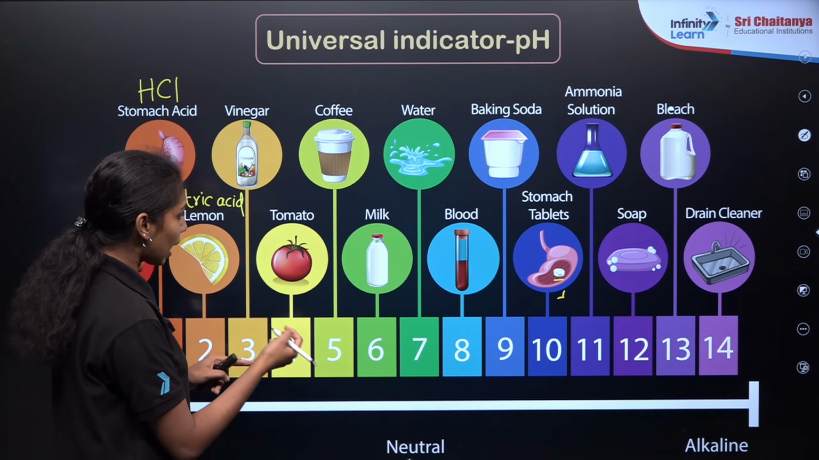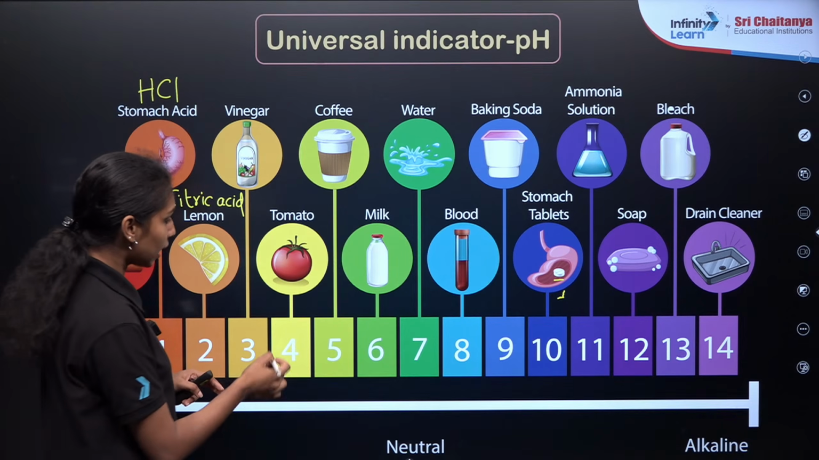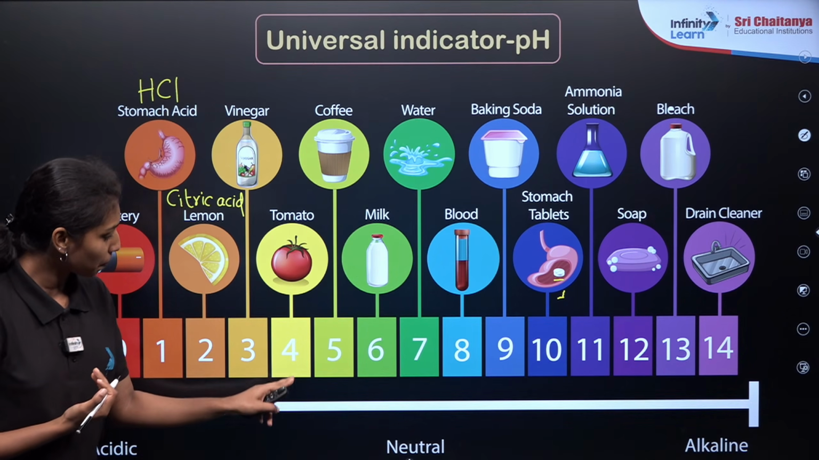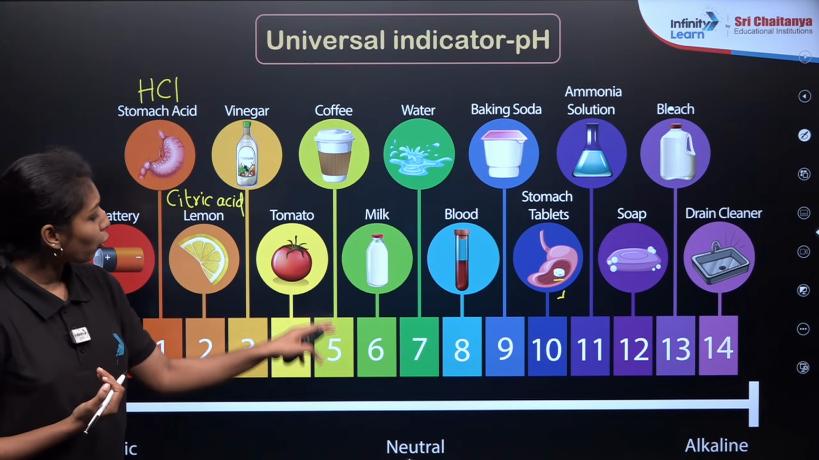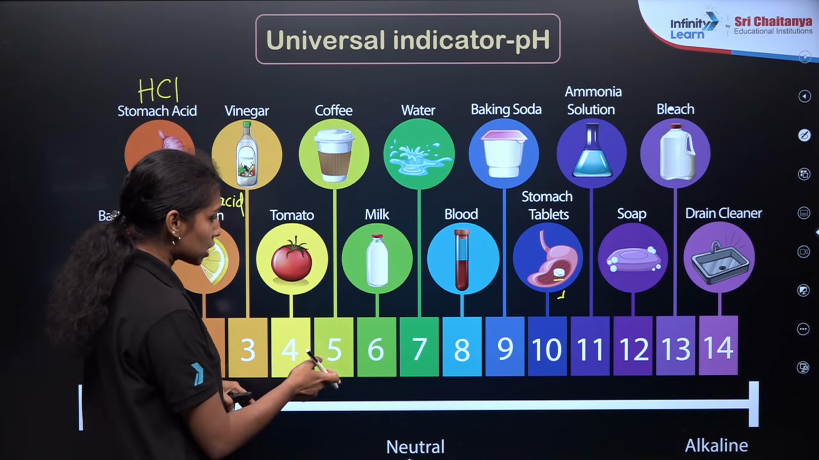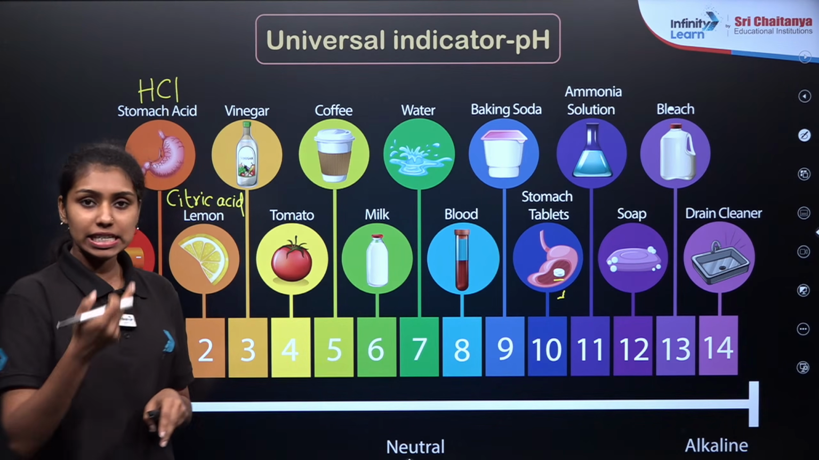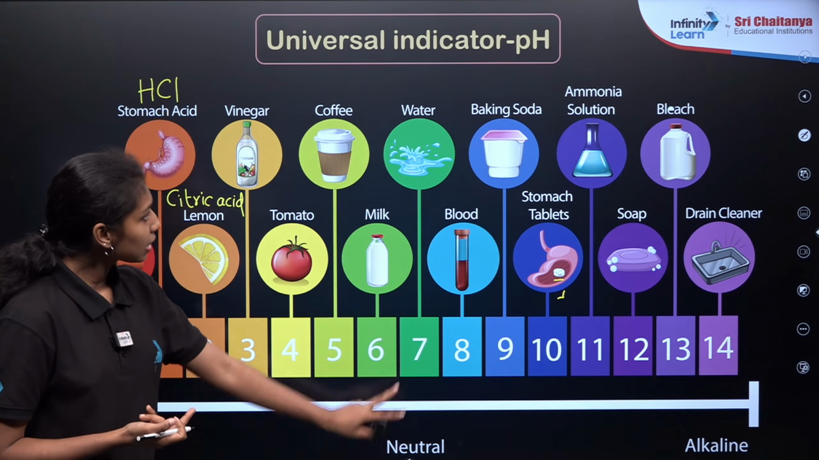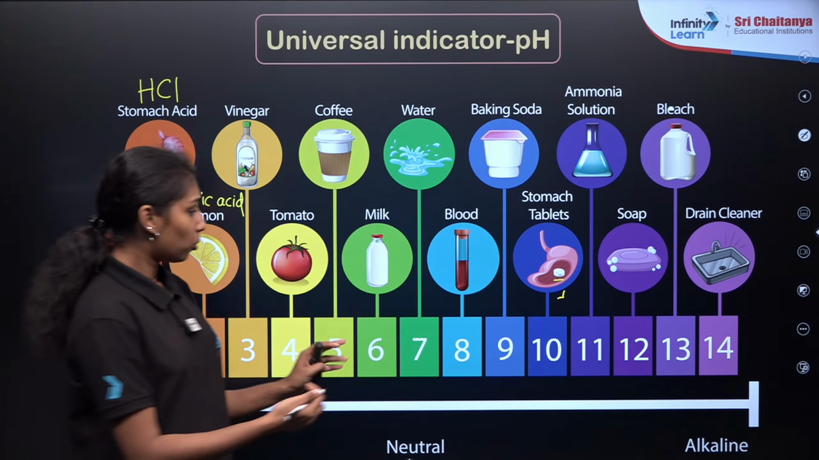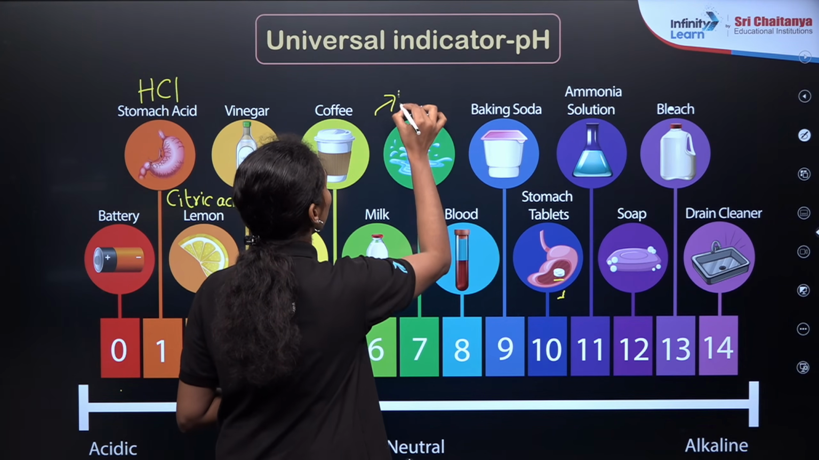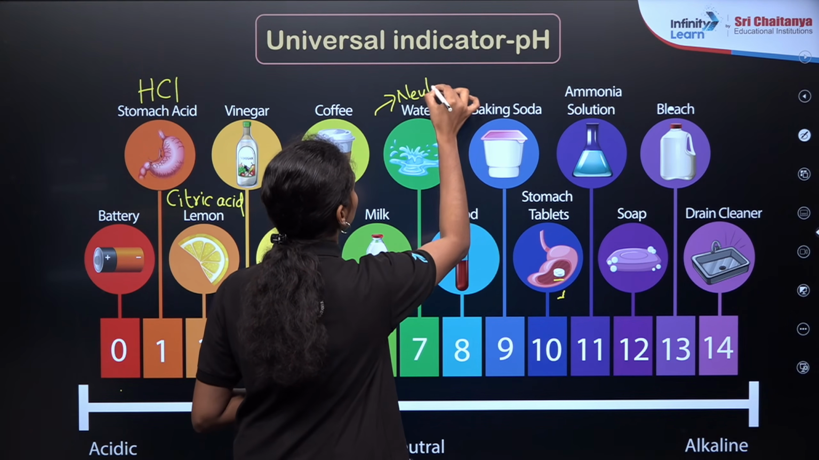Tomato, again there is another acid, tartaric acid, and it is pH 4. Then coffee, with caffeine, has a pH of 5. Milk, where lactic acid is present, has pH equal to 6. And water is a neutral molecule, right? Water is neutral. It has a pH of 7.